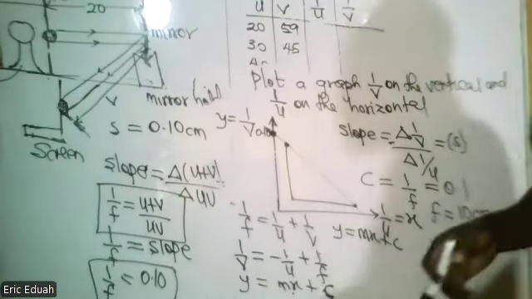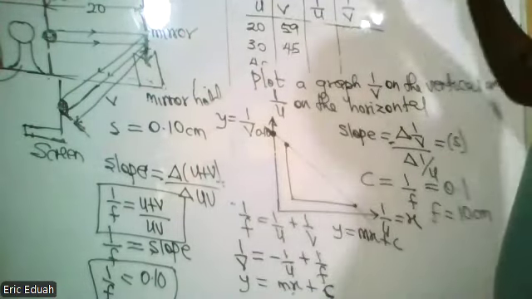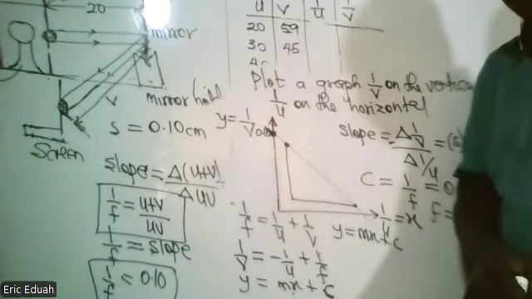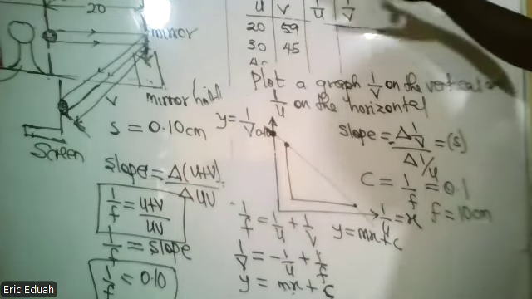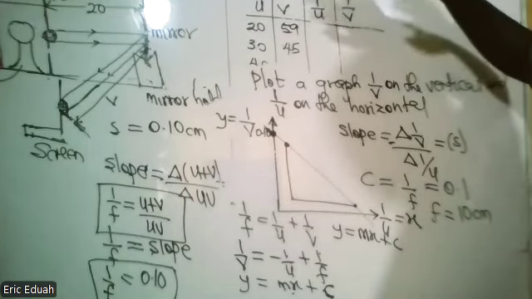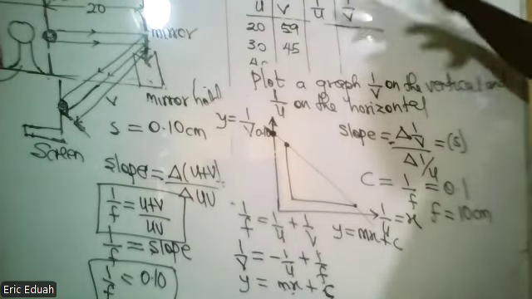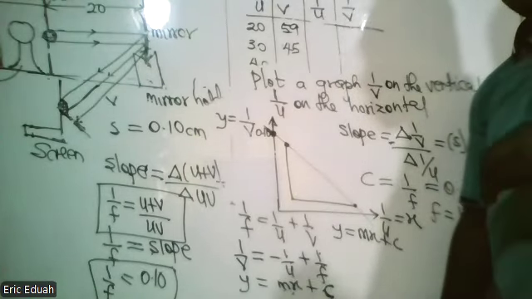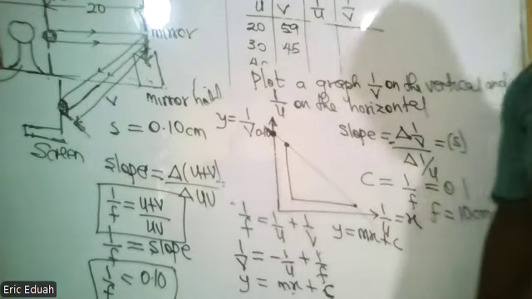All right, so this is how to use the approximate method, the graphical method, to determine the focal length of a spherical mirror. Okay, when we begin lenses, it is also the same method. So once you understand it from the mirror's point of view, lenses will be easy. You just say, okay, the same thing.